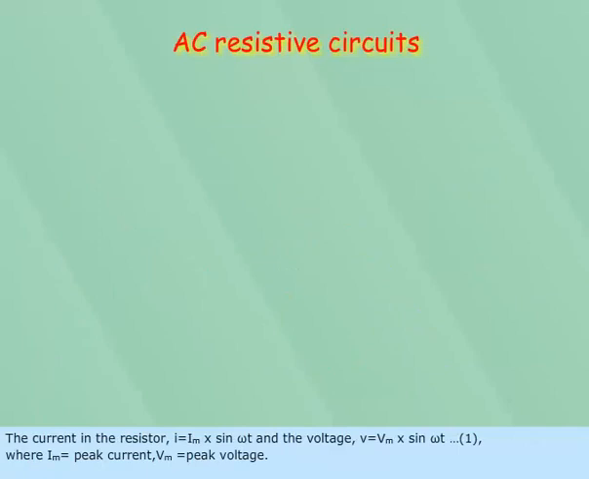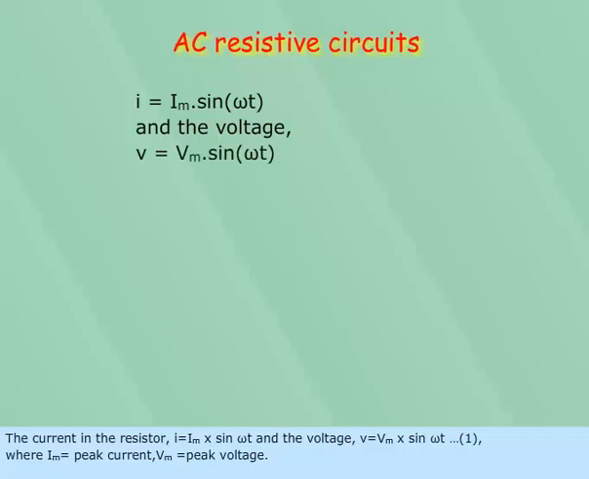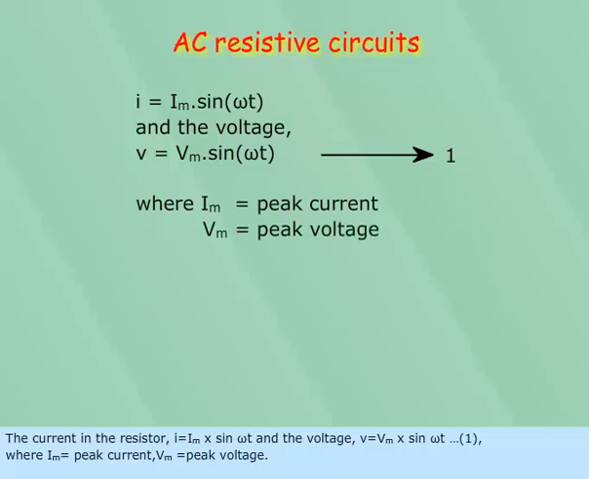The current in the resistor, i, equals I_m times sin ωt, and the voltage, v, equals V_m times sin ωt, where I_m equals peak current and V_m equals peak voltage.